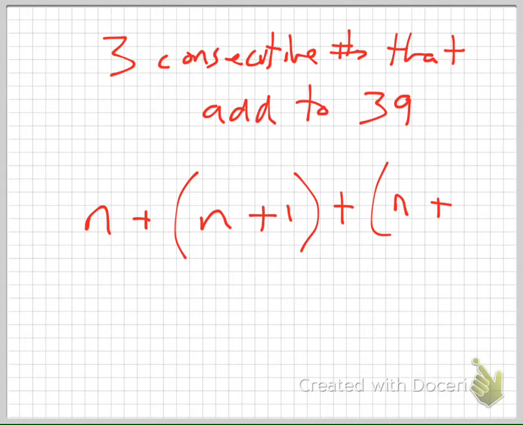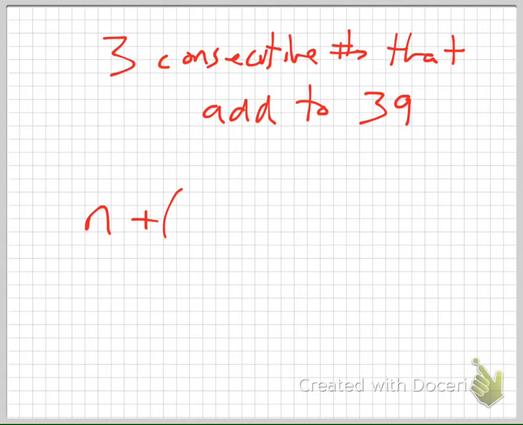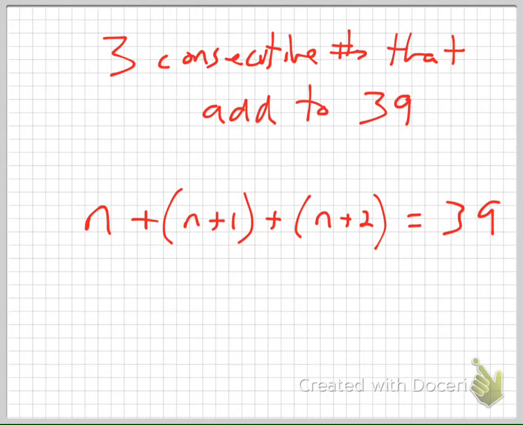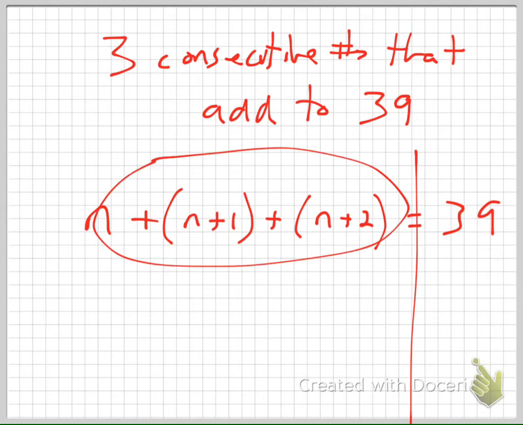39. So I have to rewrite this because I made it too big. n plus (n plus 1) plus (n plus 2) equals 39. Let's work this out. Line on the equal sign. Is this as simple as it can be? Yes. Is this as simple as it can be? Not even close.